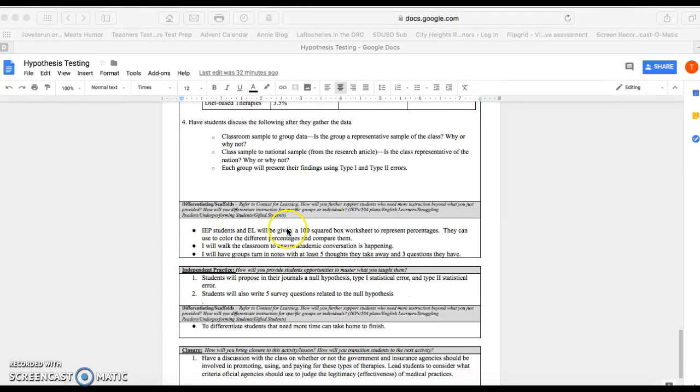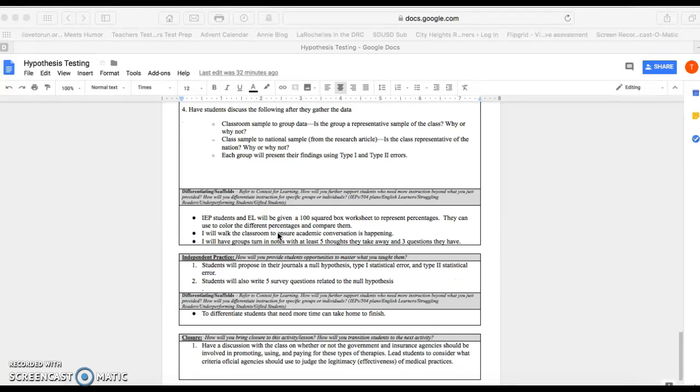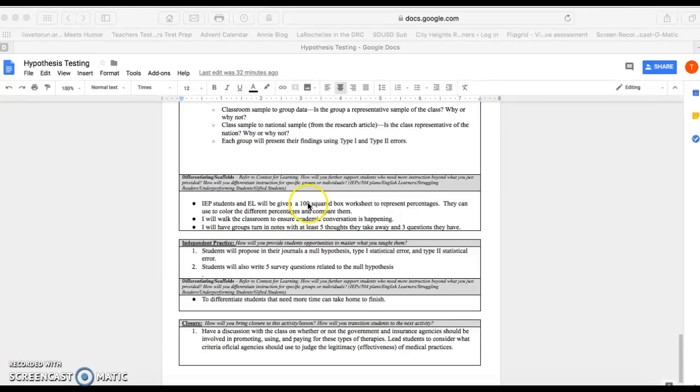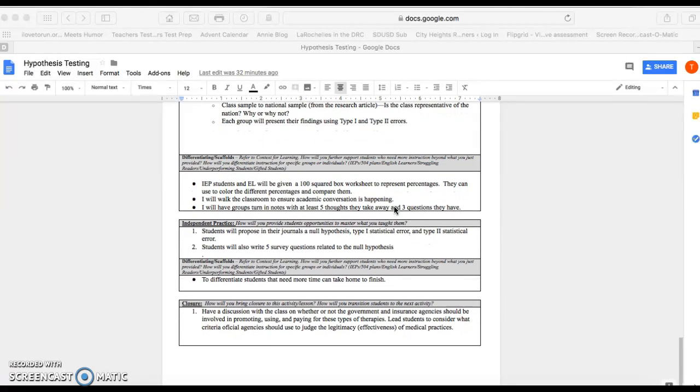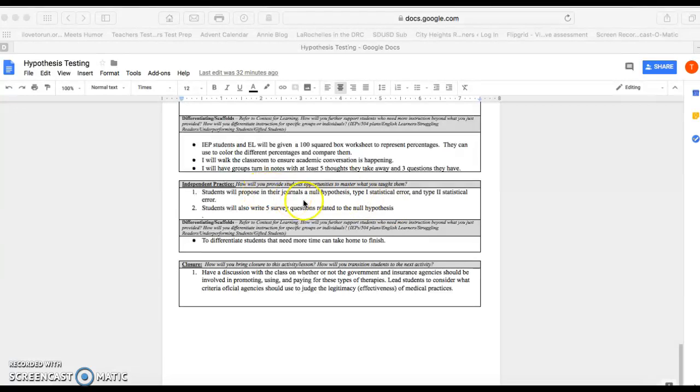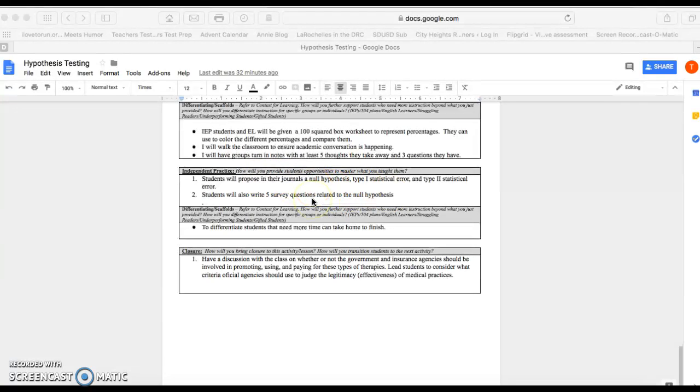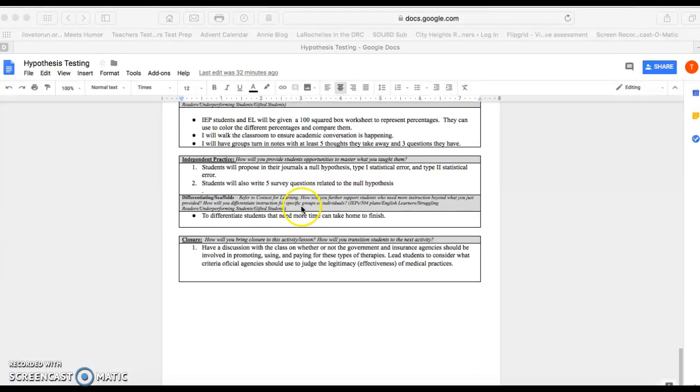For my scaffolding and differentiation, for my IEP and EL students, I'm going to give them a 100 square box worksheet where they can color the different percentages to see the differences in the 3 types of surveys they did. And then the students will write in their journals. And for differentiation, if they need more time, they can turn it in later through a Google Doc.